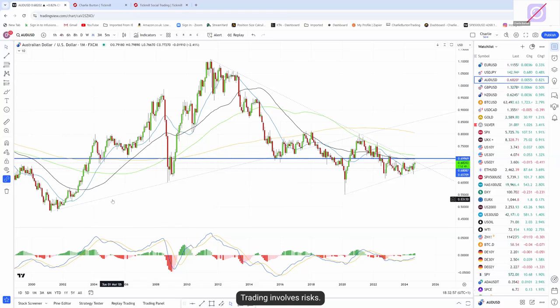Okay. So back to the chart. It's simple stuff. You know, buying support, selling resistance is the basics of trading.